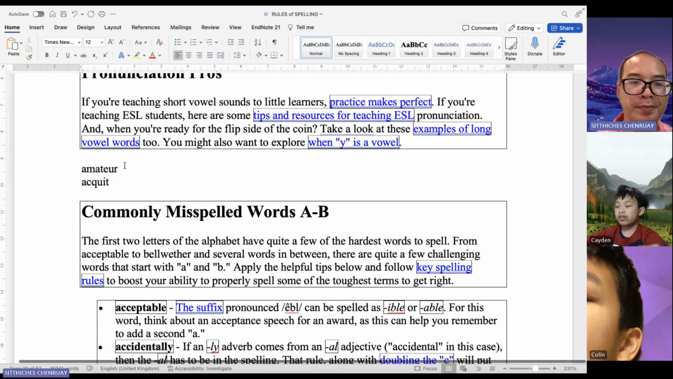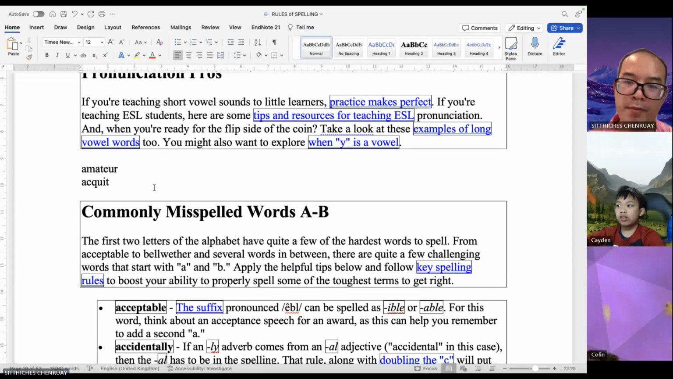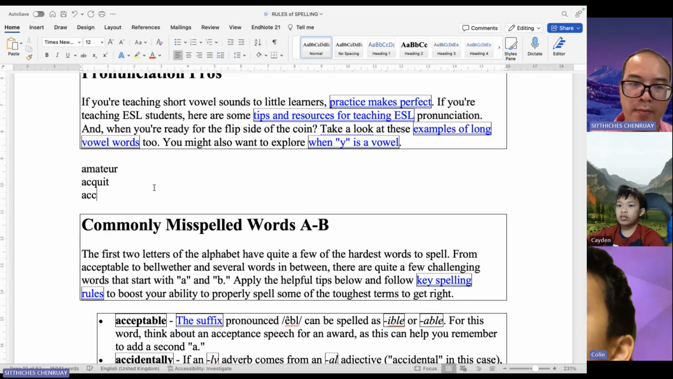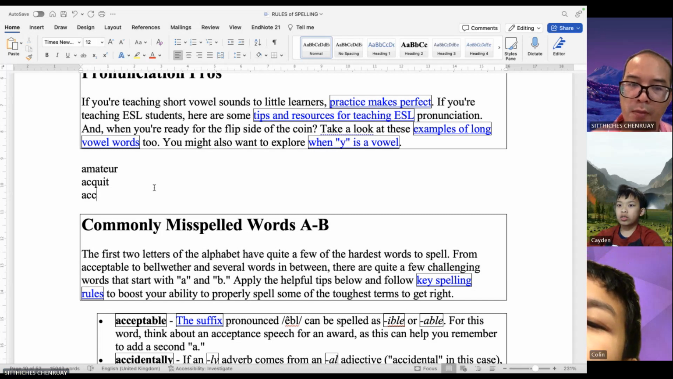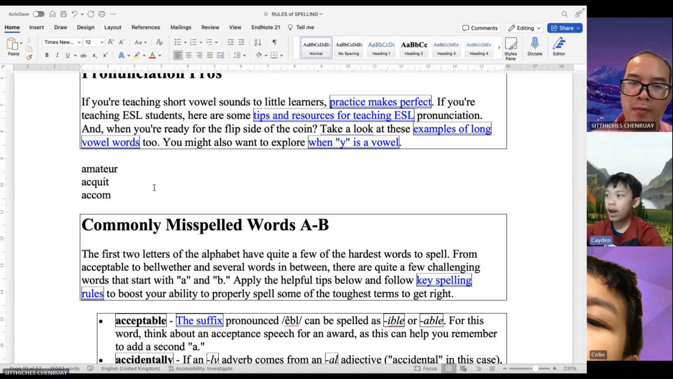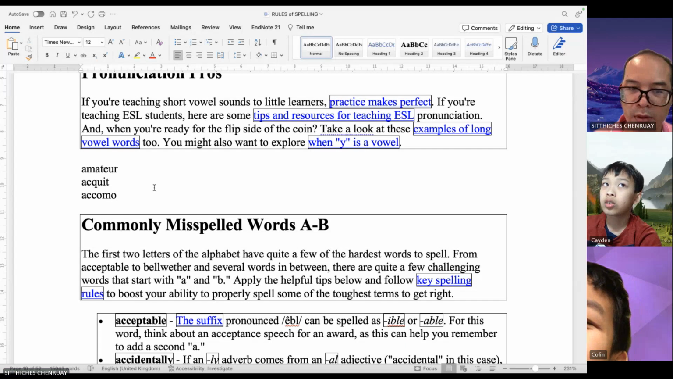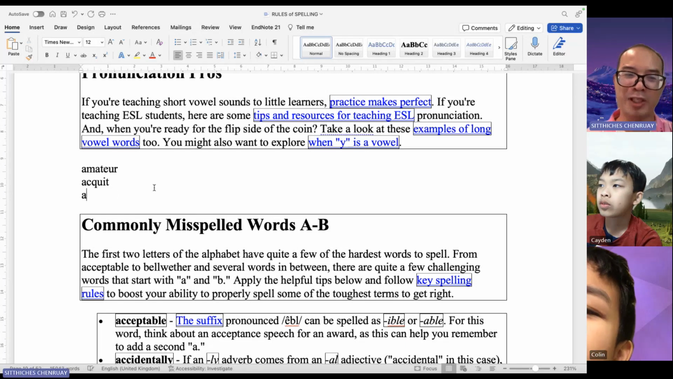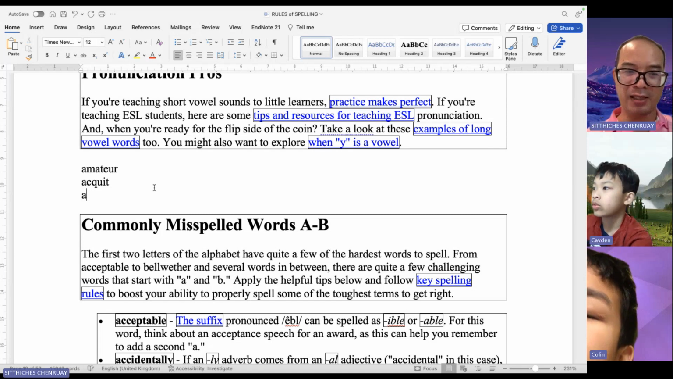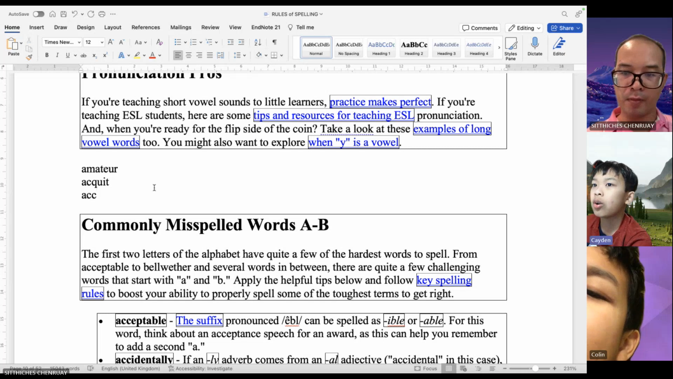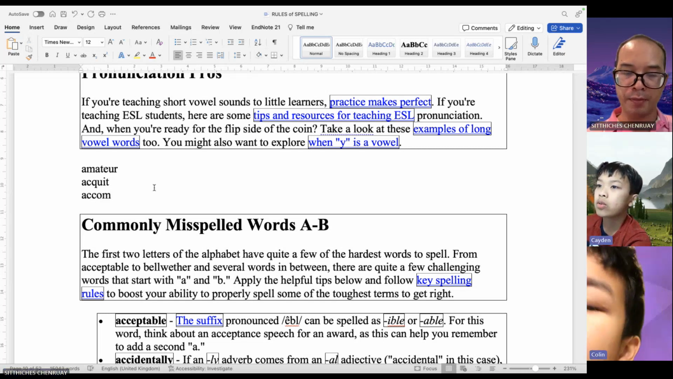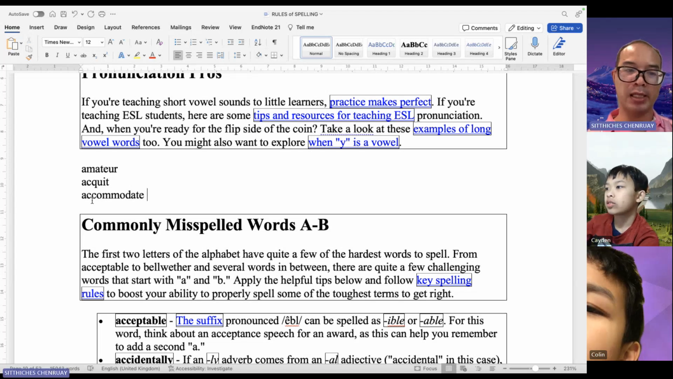Then accommodate. A-C-C-O-M-M-O-D-A-T-I-O-N? Date, te. Okay, good. Accommodate. Good.